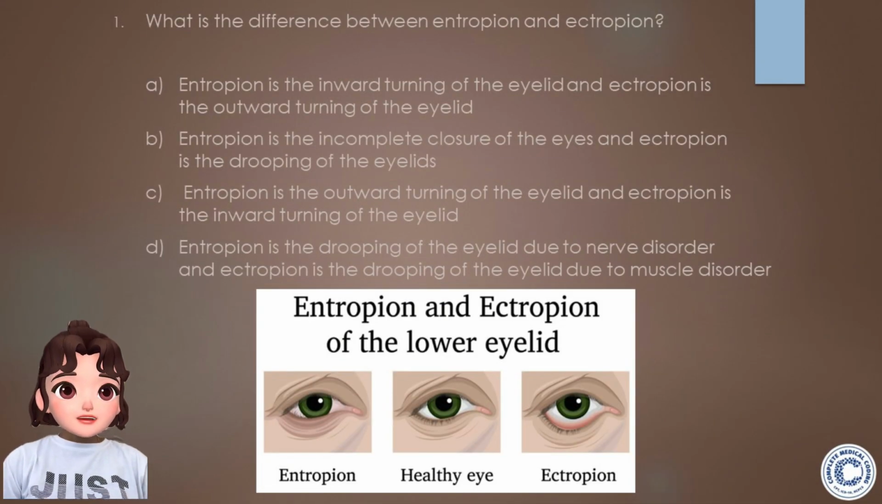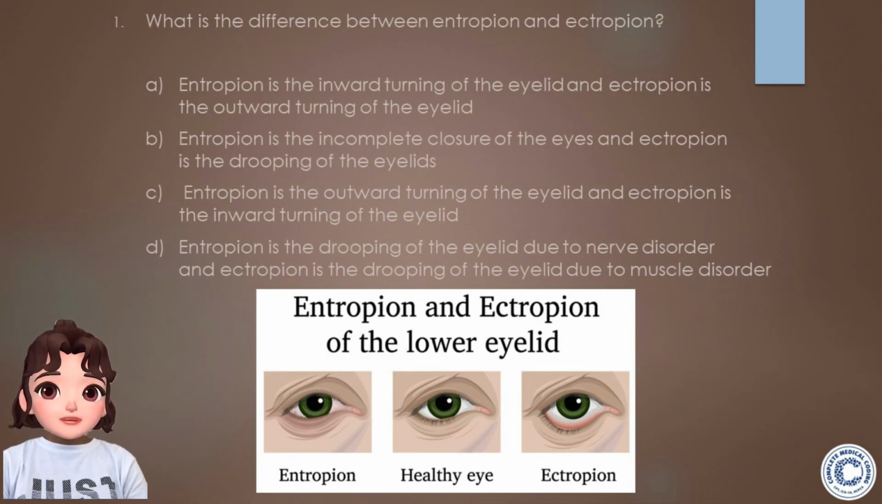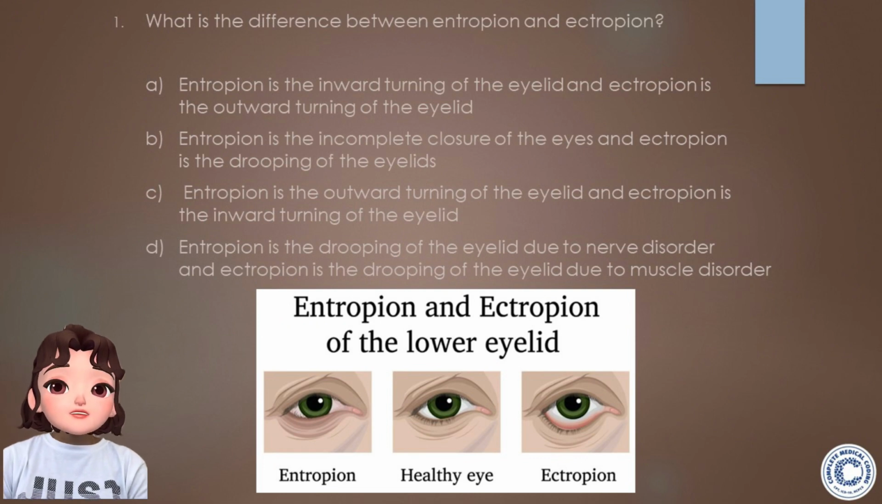First one, what is the difference between entropion and ectropion? So first we should know what entropion and ectropion are. For that you can just check the picture, entropion and ectropion of the lower eyelid. See, the first picture represents entropion. Second one is a healthy eye and third one is ectropion. So what difference can you make from there?